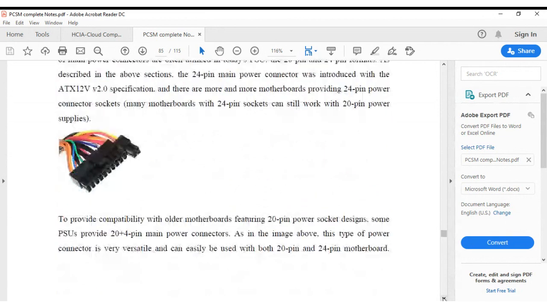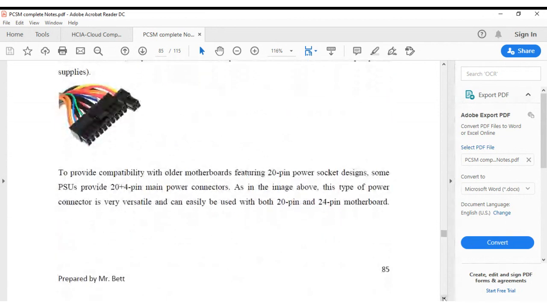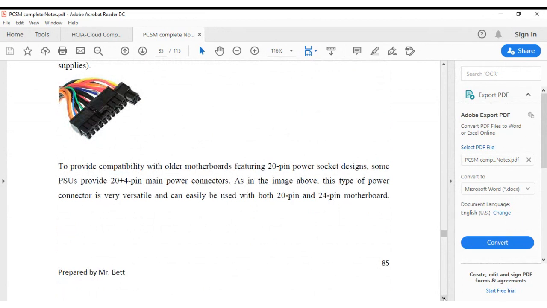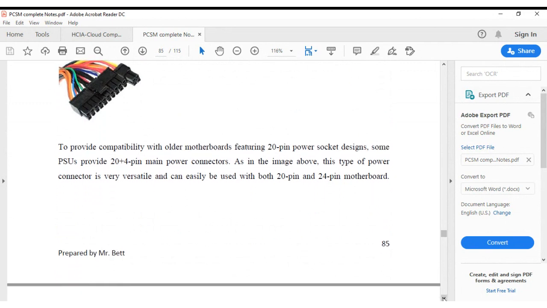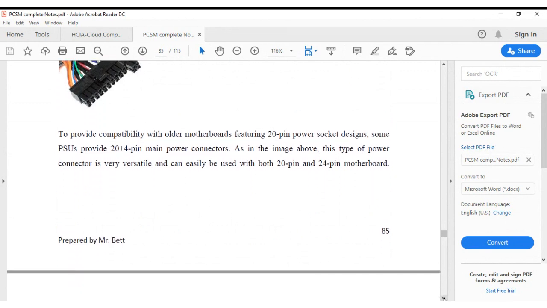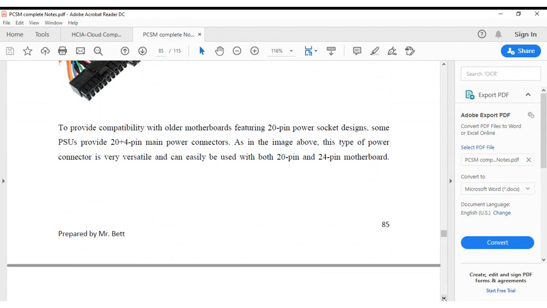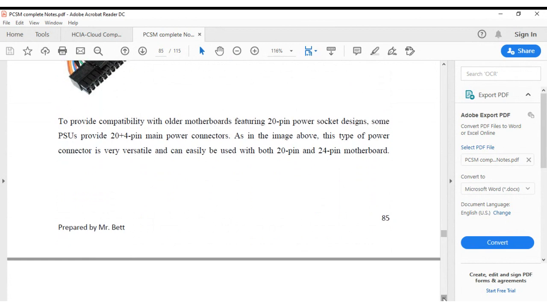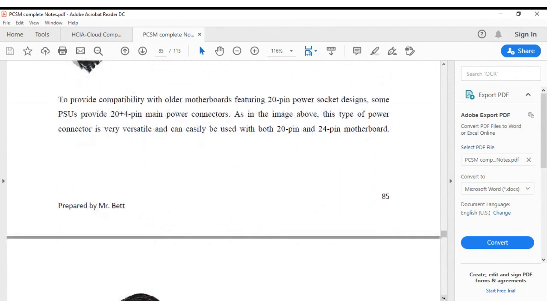Now, to provide compatibility with older motherboards featuring a 20-pin power socket design, some PSUs provide 20 plus 4-pin main power connectors. As in the image above, this type of power connector is very versatile and can easily be used with both 20-pin and 24-pin motherboards.